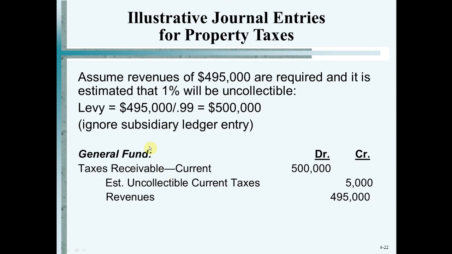Assume revenues of $495,000 are required, and it is estimated that 1% will be uncollectible. So the total levy would be the $495,000 divided by the 99%. So the levy would be $500,000. So let's book that. Taxes receivable current would be $500,000. Remember, that's the total levy, the total tax that the entity is charging. And they estimate that this $5,000, the 1%, will be uncollectible. So they'll book that estimated uncollectible current taxes credit of $5,000, and then revenues credit of $495,000.